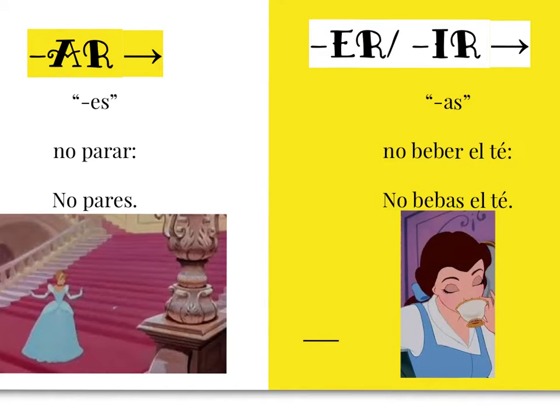For ER and IR, I do the opposite. I take the root of the word, then I add AS. Beber el té, no beber el té, don't drink the tea. No bebas el té.